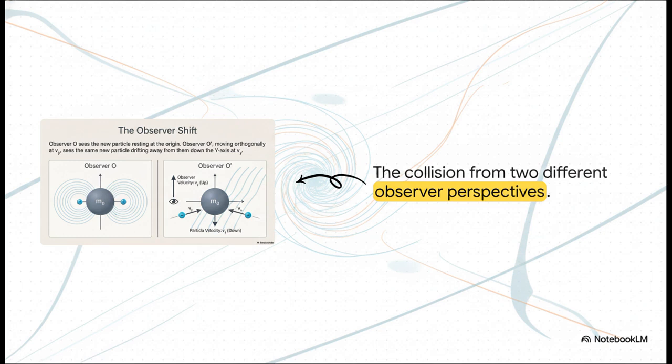First, we've got a stationary observer. Let's call them observer O. To them, the new particle gets created and just sits there, perfectly at rest right at the origin. But then we introduce observer O'. This observer is moving upwards, perfectly orthogonally, along the y-axis. To this moving observer, that newly formed particle isn't sitting still at all. It actually appears to be drifting downwards, away from them along the y-axis at their exact speed, v sub y. It's the exact same physical event, just experienced through two completely different geometrical lenses.